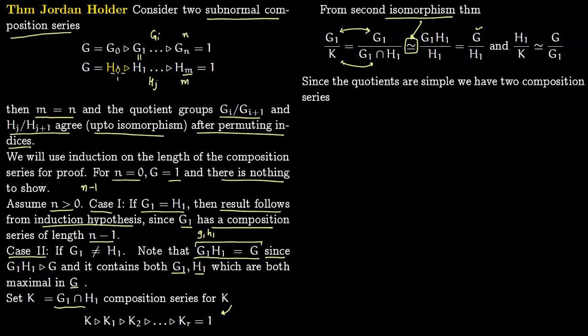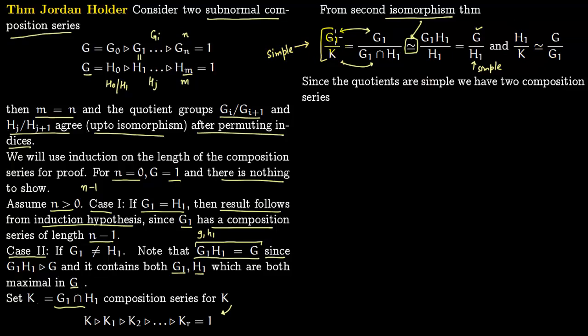H0 over H1 is simple, as you can see from here. That is by the definition of subnormal composition series, and H0 is equal to G. So G over H1 is simple, and that immediately implies that G1 over K is also simple.